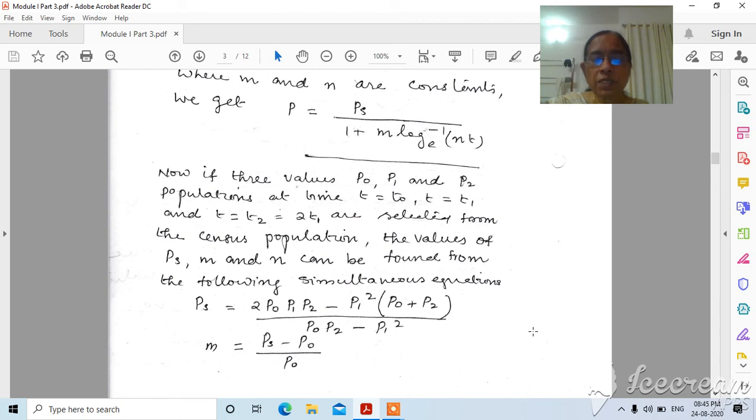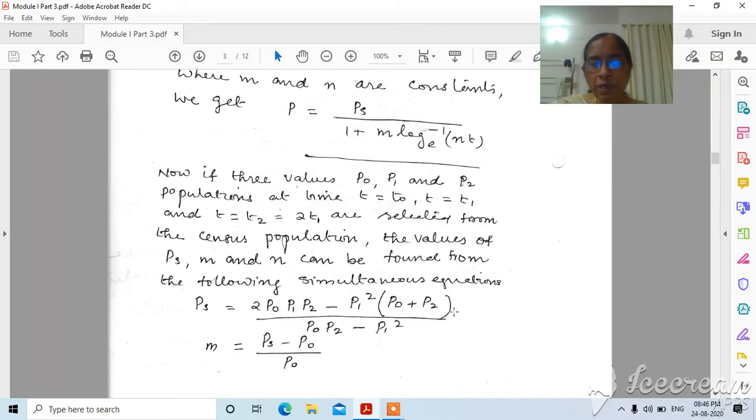Okay, Ps equals 2 into P0, P1, P2, that is the product of the three populations, minus P1 squared, that is the first point you have selected, that is when T is equal to T1. Then multiplied by the sum of P0 and P2. P0 is the original population and P2 is the second point which we have considered, that is the sum of that multiplied by P1 squared. P1 squared is the population of the first point.